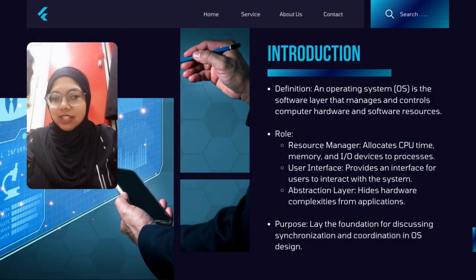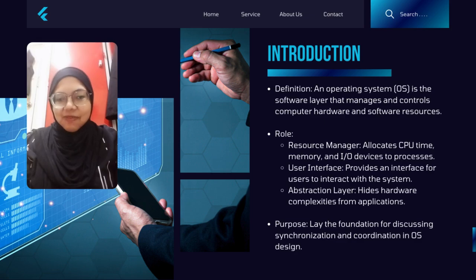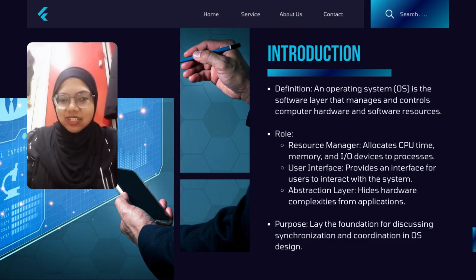A simple introduction about what an operating system is. An operating system is the software layer that manages and controls computer hardware and software resources. Its role is a resource manager that allocates CPU time, memory, and I/O devices to processes. I/O is input or output devices. Also, as a user interface, it provides an interface for users to interact with the system. And its role is also a protection layer to hide hardware complexity from the application.